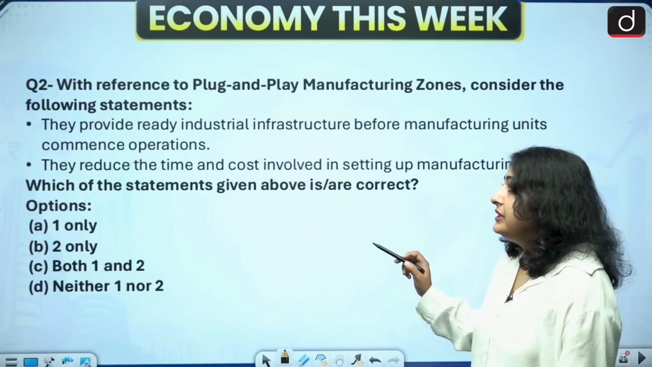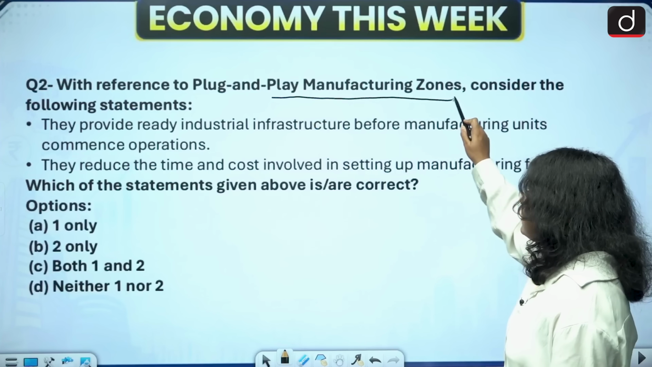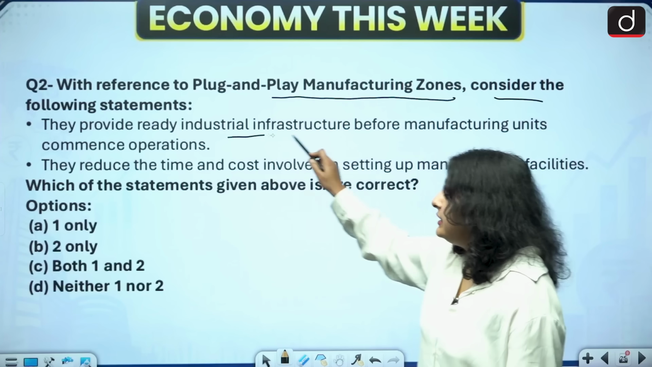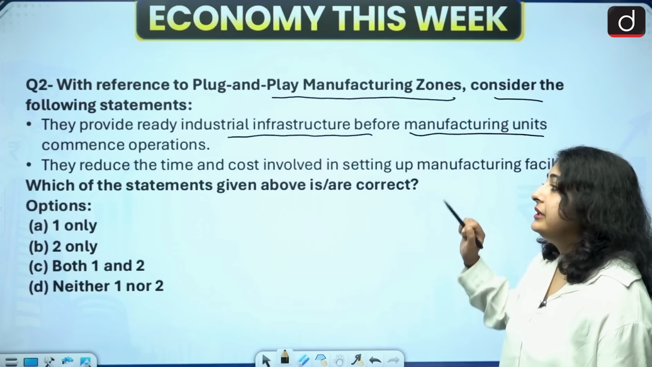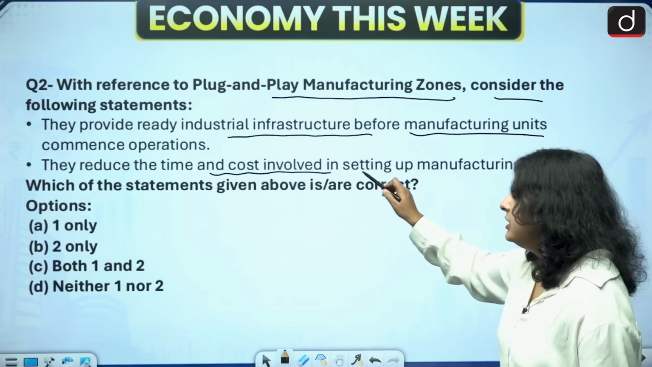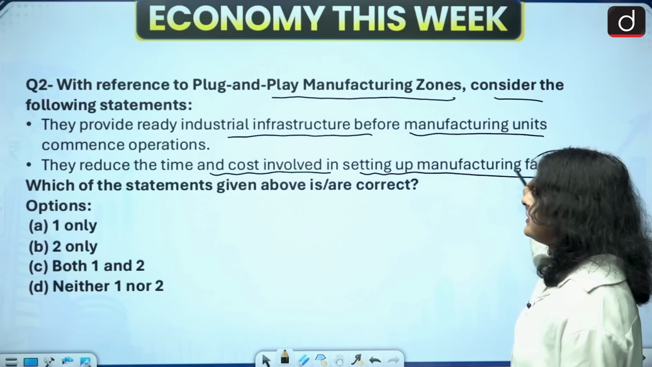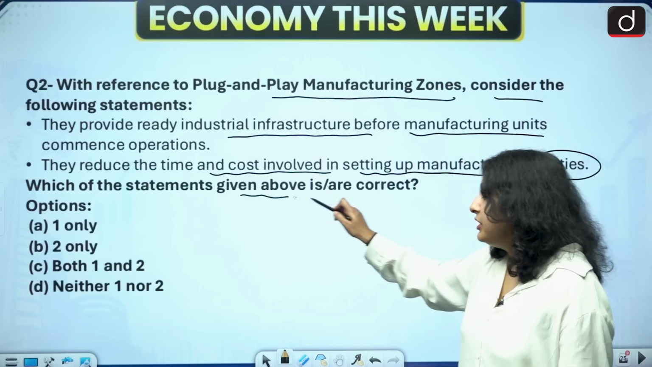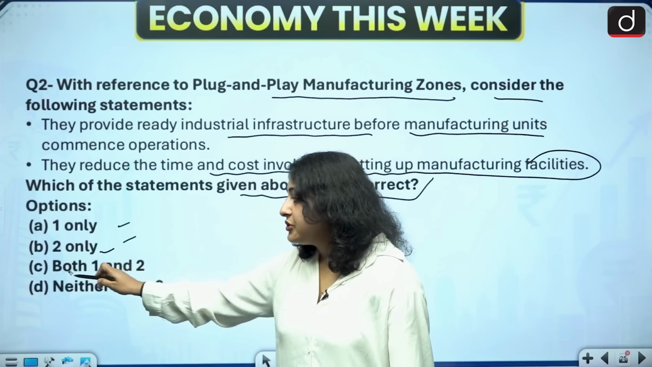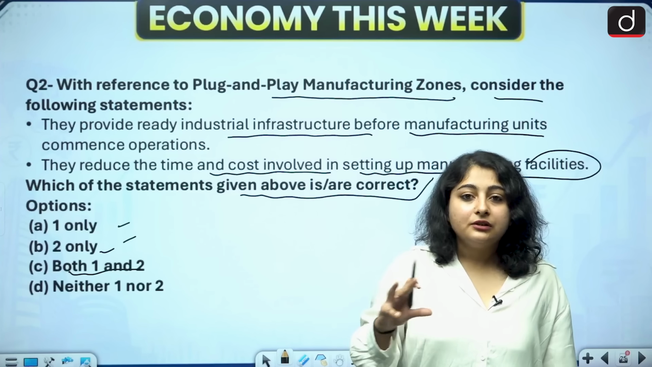Question 2. With reference to plug and play manufacturing zones, consider the following statements. Statement 1. They provide ready industrial infrastructure before manufacturing units commence operations. Statement 2. They reduce the time and cost involved in setting up manufacturing facilities. Which of the statements given above are correct? Option A, 1 only, option B, 2 only, option C, both 1 and 2, option D, neither 1 nor 2.